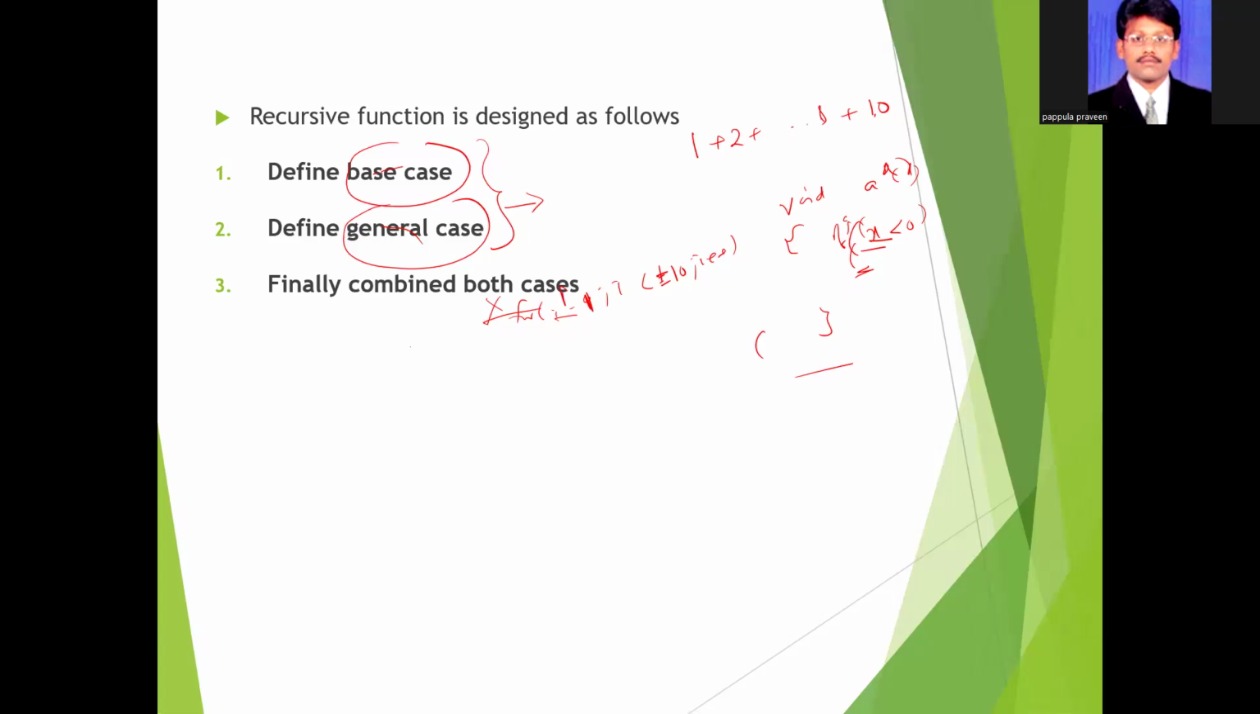Right now, what is the x value here? X equal to 10. So now then the else part is there. In the else part we go for x greater than 0. So now we write the general case. First we take the base case, next we write the general case.